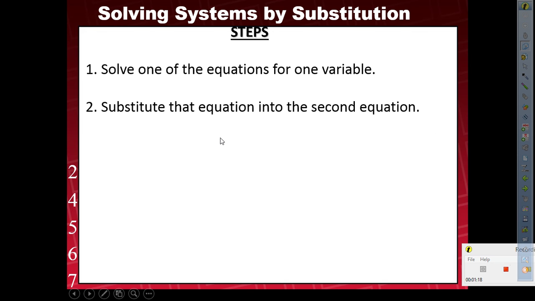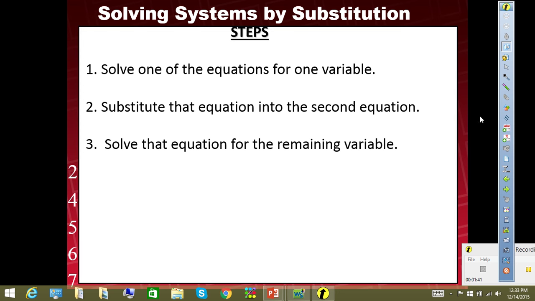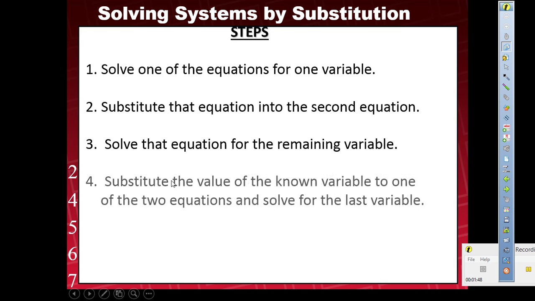Step 2, substitute that equation into the second equation. Step 3, solve that equation for the remaining variable. Step 4, substitute the value of the known variable into one of the 2 equations and solve for the last variable.